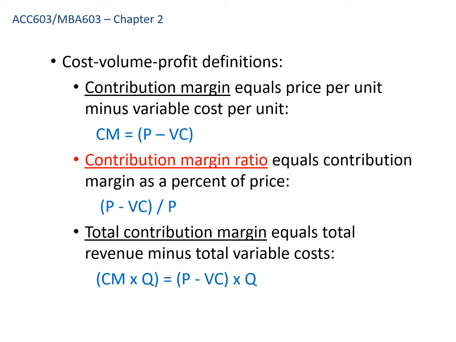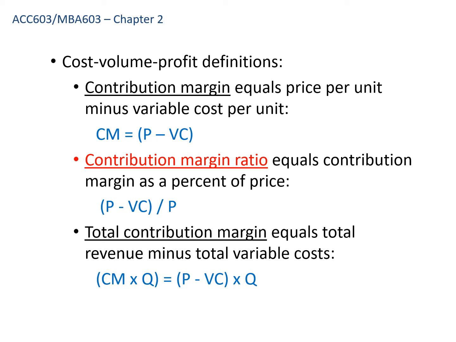So the contribution margin ratio is going to be a percentage. So I can take that same price minus variable cost and I can divide it by price. That'll tell me the percentage of each dollar that is left over to contribute towards covering my fixed expenses and providing for profit. That's where the word contribution comes in, is it's what's left over to contribute to covering fixed cost and provide for profit.